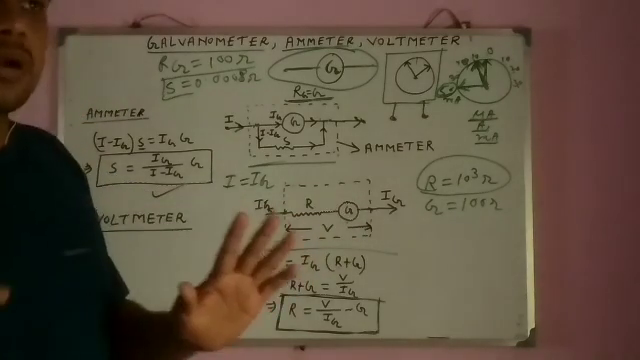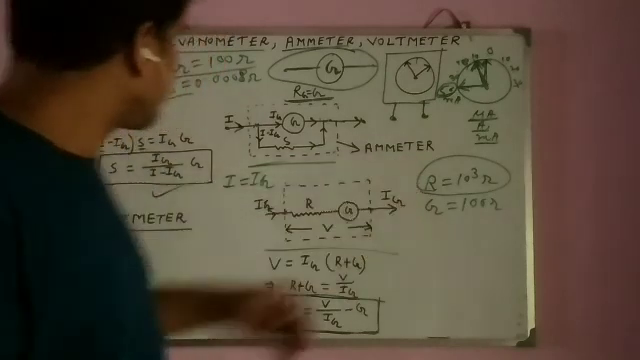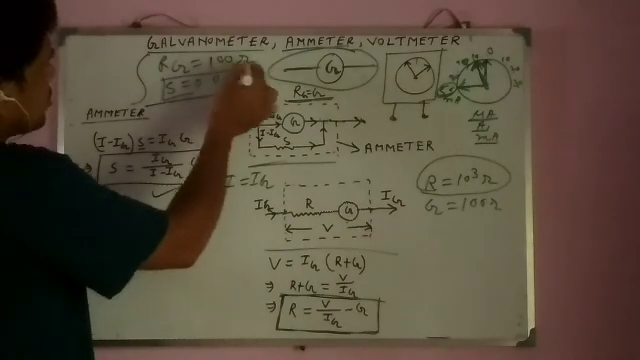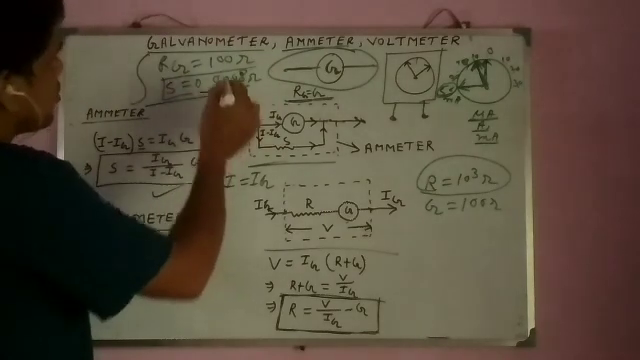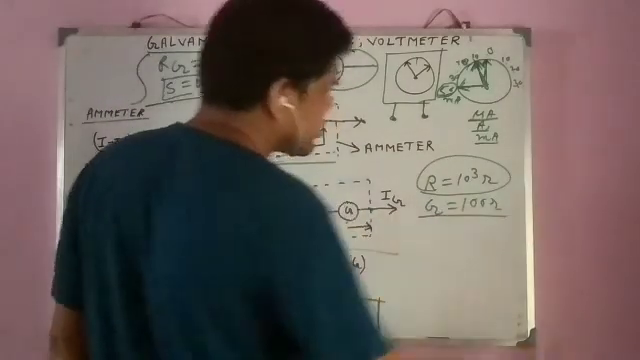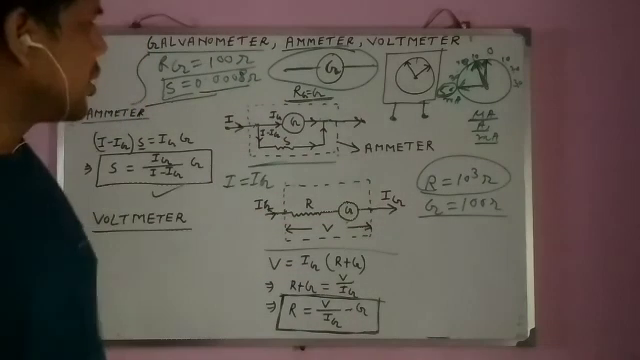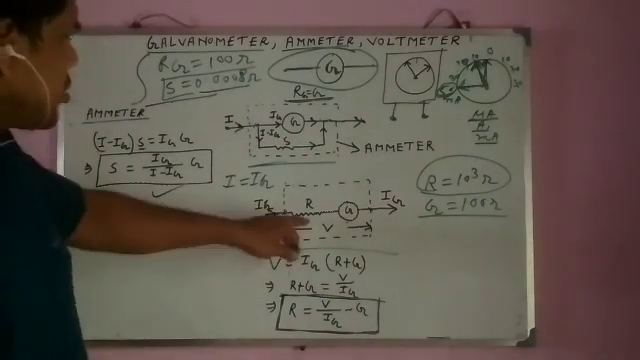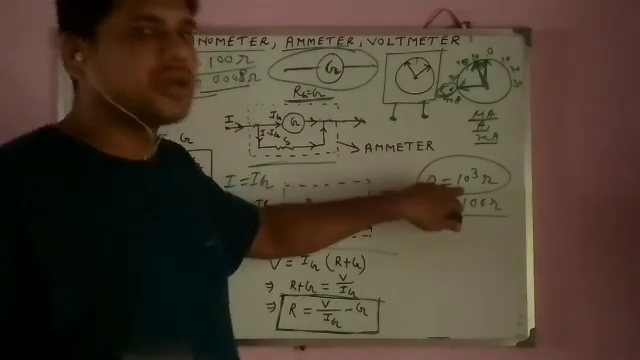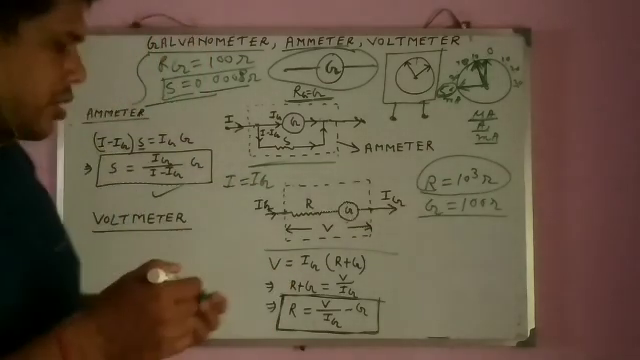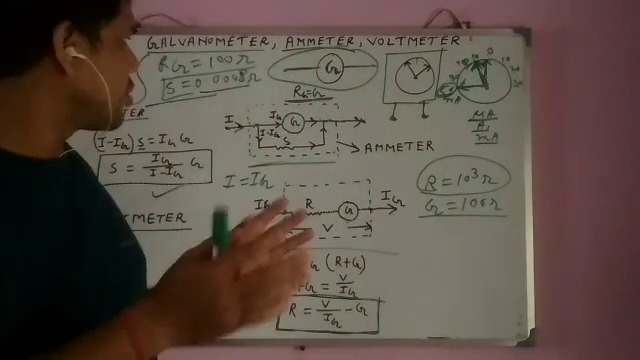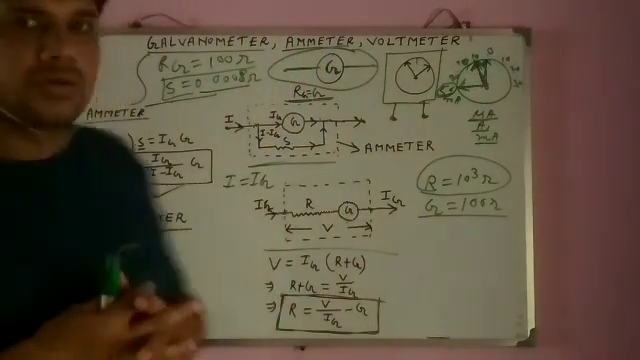This is the ideal case, but practically, as I gave in the example, Rg equals like 100 ohm and the shunt resistance is 0.008 ohm. And in the case of a voltmeter, if the galvanometer resistance is 100 ohm, then the series resistance we have to connect to convert this galvanometer into a voltmeter is like 10 to the power 3 or 10 to the power 4, very high. So you just go through this, and I will give some numerical problems so that the concept will be clear. Okay, thank you.